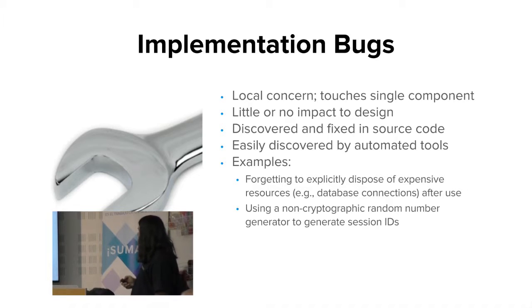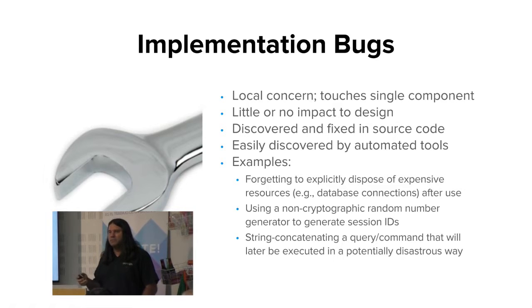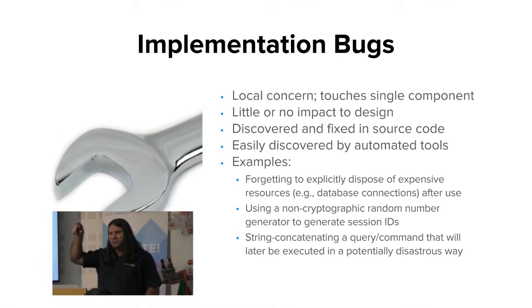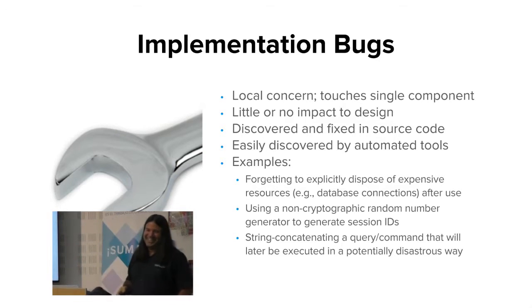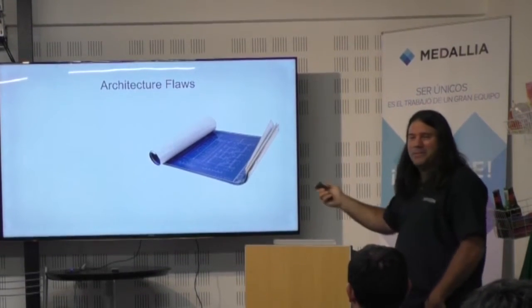Using a non-cryptographic number generator to generate, say, a session ID, something that has a security side effect. Using string concatenation to generate queries or commands that are going to be executed. Putting a SQL query together by saying select star from this table where username equals, and then you paste in the username the user provided. What if the user provides a single tick and then says semicolon drop database? That's known as a SQL injection vulnerability, and there are several different things like that. And these are usually detected in source code and fixed in source code. You can see why my job's fun.